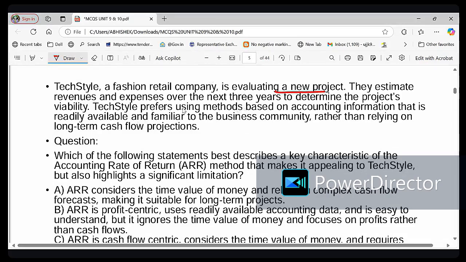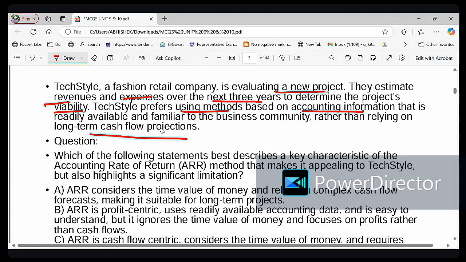They estimate revenue and expenses over the next 3 years to determine the project viability. Viability means whether the project is worth investing in. They prefer using methods based on accounting information that is easy to access and familiar to the business world, rather than relying on long-term cash flow projections. So that is the question.